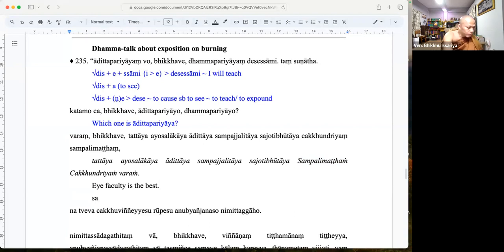Sambali matan. Sajodhi buddha jakondriya. Sambalaita. Sambalaita. So sam prefix and then prefix. Root is mass. And then past participle suffix da. And then the ra of three changes to la. And then sa da becomes tata. So in this way, sambli metta.